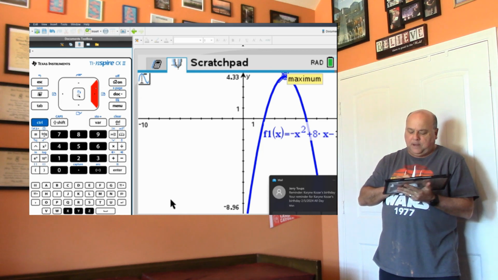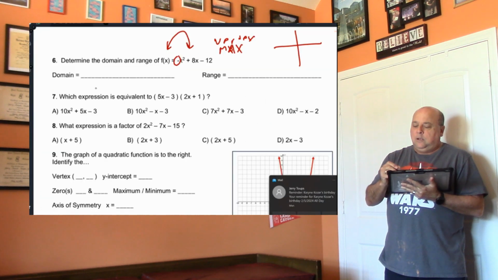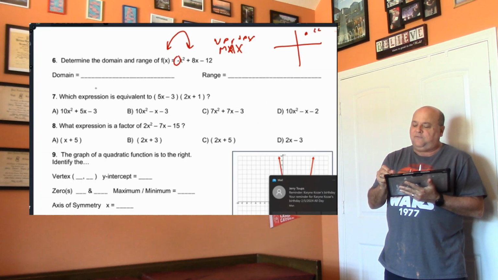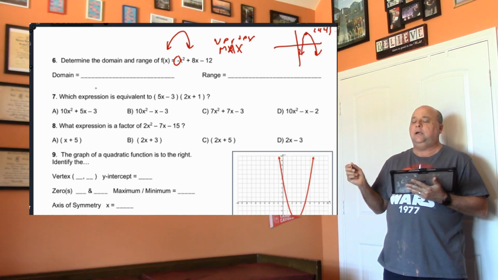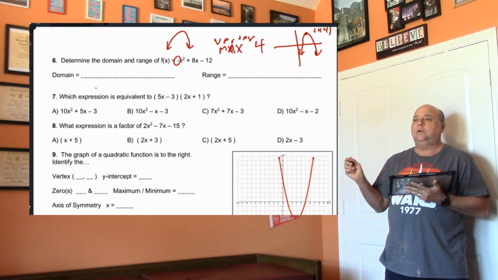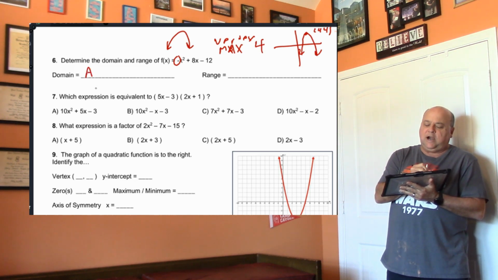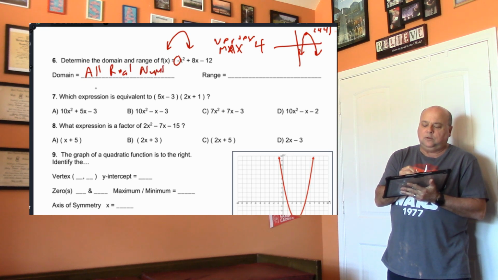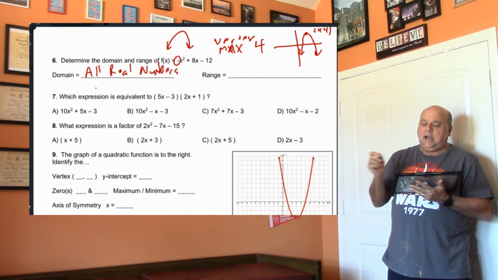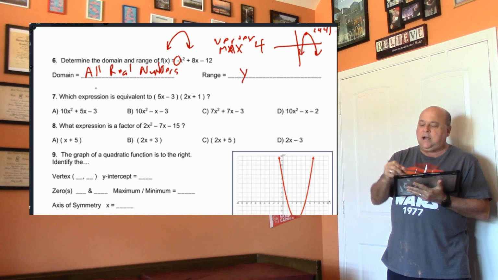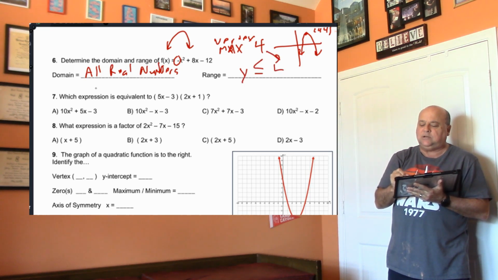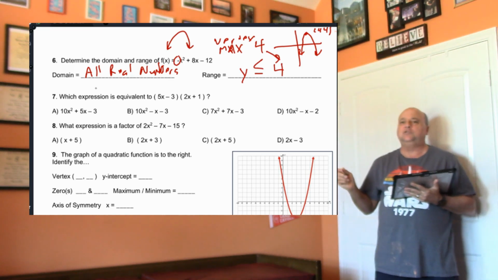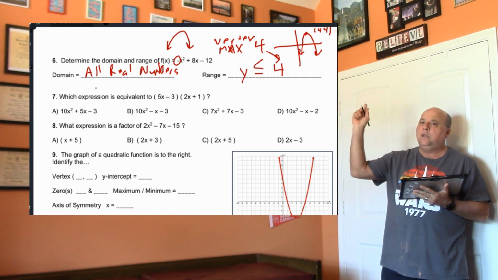So I'm going to go to the paper. Just draw right here 4, 4, and the parabola does this, doesn't it? Okay? So my max is 4, okay? The domain of any graph like this will always be all real numbers because it has arrow tips. And the range is going to be y. The graph opens down, so y is less than or equal to the max number. So that's my range, y less than or equal to 4.